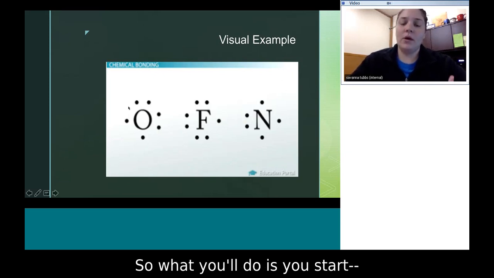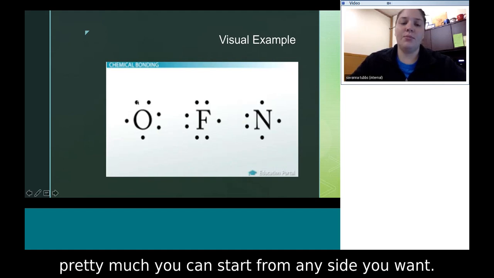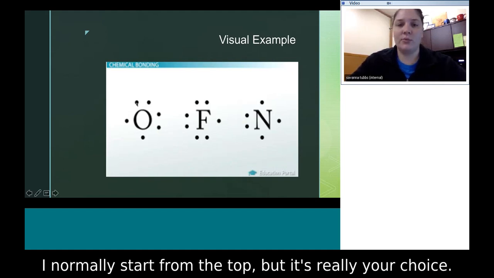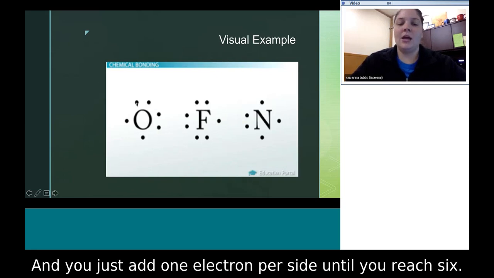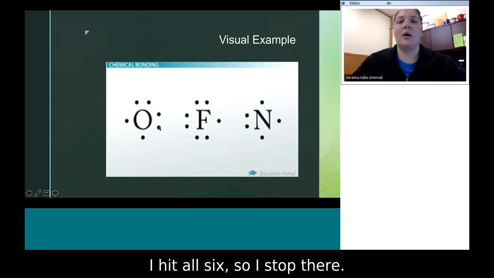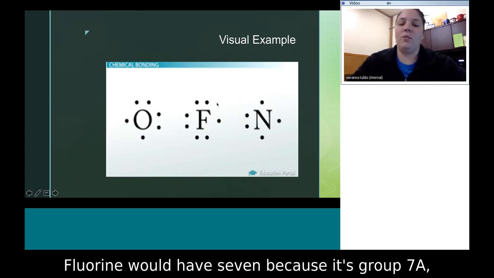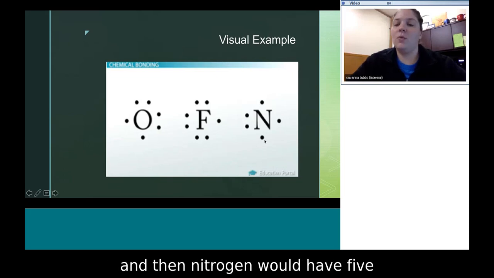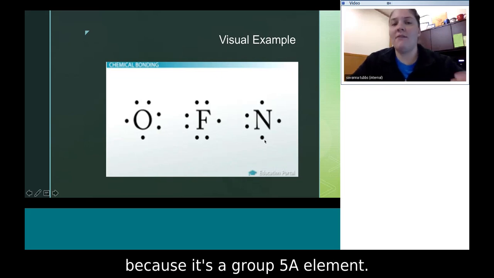So what you'll do is you can start from any side you want. I normally start from the top, but it's really your choice. And you just add 1 electron per side until you reach 6. So you say 1, 2, 3, 4, 5, 6. I hit all 6, so I stop there. Fluorine would have 7 because it's group 7A, and then nitrogen would have 5 because it's a group 5A element.